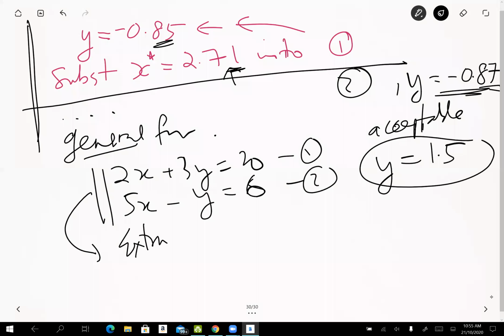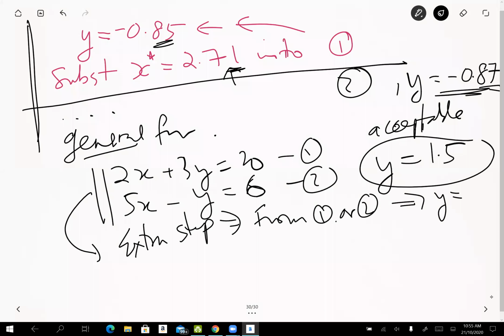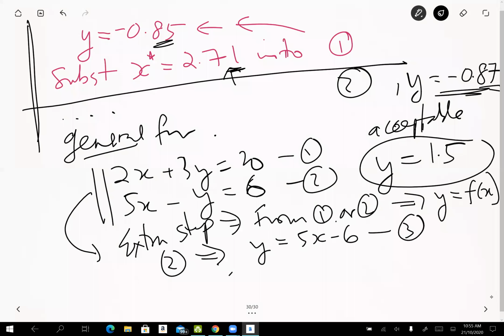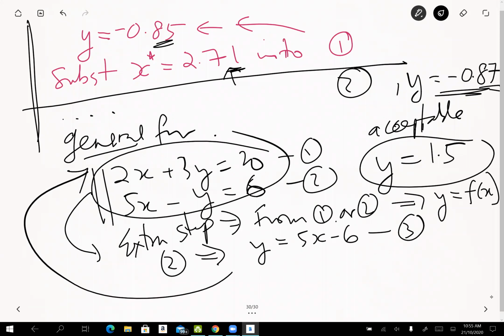That means step number 1 would be, from 1 or 2, you get y in terms of x. So say here, the easier one will be from number 2. From number 2, you'll get y equal to 5x minus 6. So you got this, call it number 3, and then substitute into number 1. So if you are given general form, the method is the same, all right? Just that you need to do one extra step.